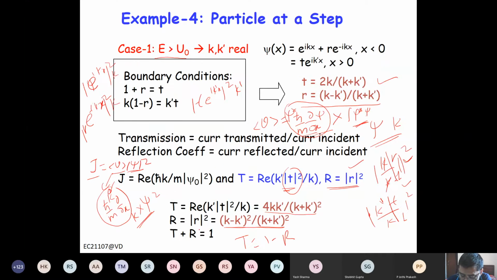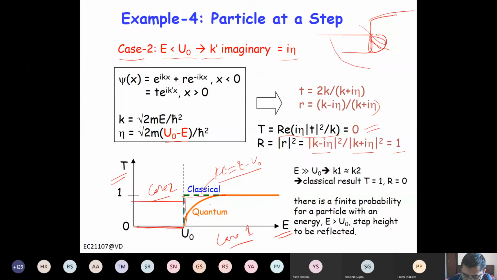So case 1, reflection is (K minus K prime) squared over (K plus K prime) squared. Transmission is 4K times K prime over (K plus K prime) squared, right? So there is a finite probability of reflection and transmission. So in quantum mechanics, it allows an electron to be reflected from a finite potential barrier, even though the energy of the electron is more than the potential barrier. Correct? What you can do, you can maybe plot it also.